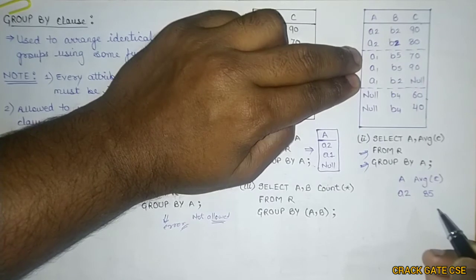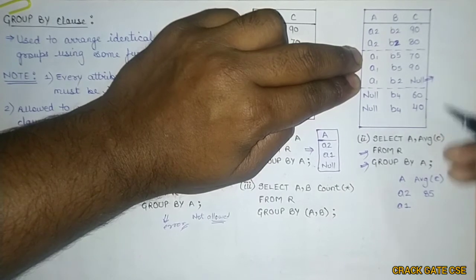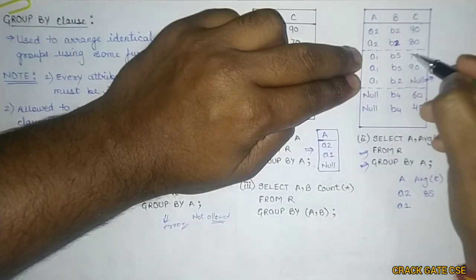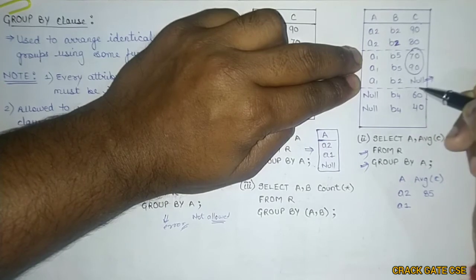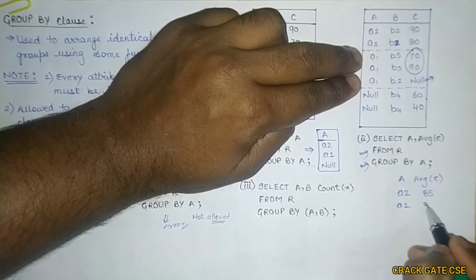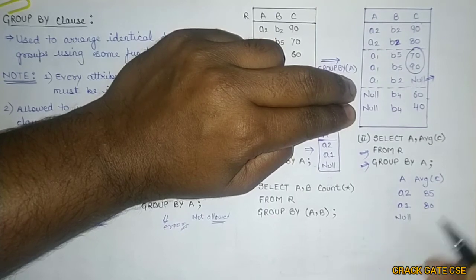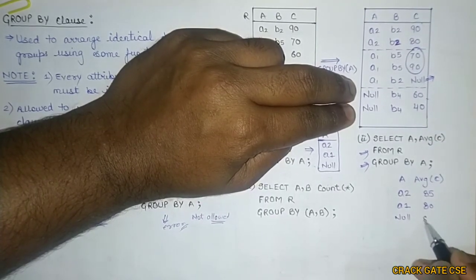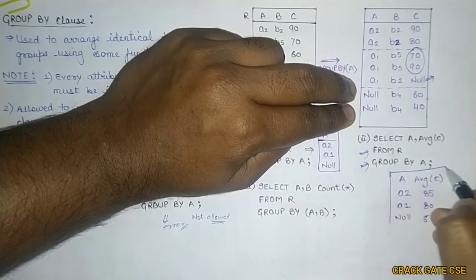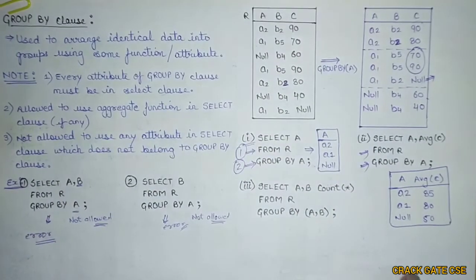Similarly for A1. Now next group is A1. And for A1, what is the average? We discard the null values in the aggregation function. I already told you in the previous video. So 70 plus 90 is 160, divided by 2 is 80. So this is the average of C for A1. Now for null, what will be the average? Average will be 50. So that's how we can use the aggregation function in the group by clause. So we can use the aggregation function and select and find out the respective values.